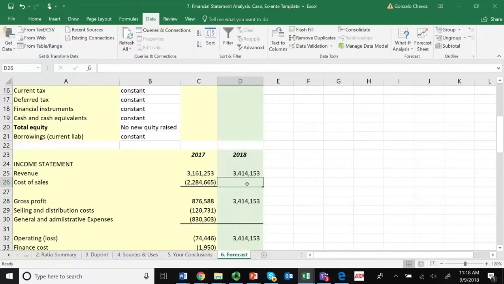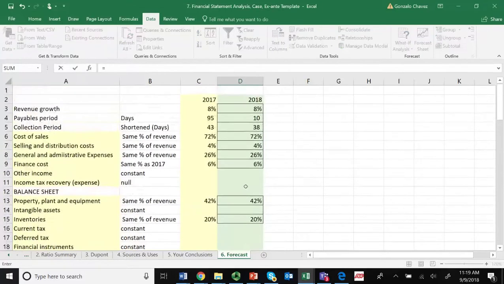3,414,000. Same thing for cost of sales. So equal to, what is the cost of sales going to be? And be careful now, the cost of sales is assumed to be, here it is, a percentage of revenue, and is assumed to remain as it was before in 2017, which was 72%. So this is our assumption.